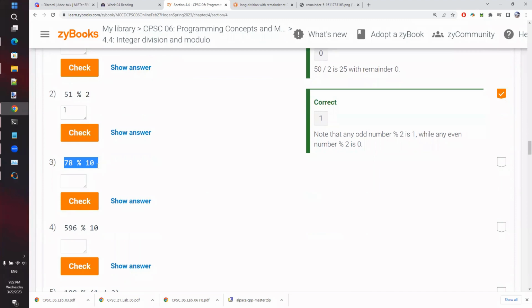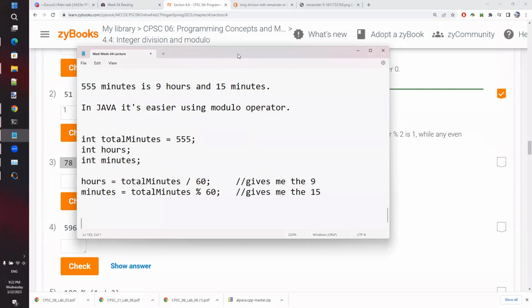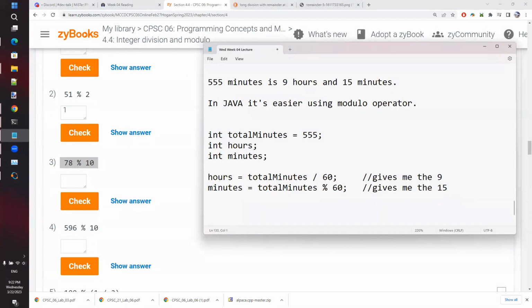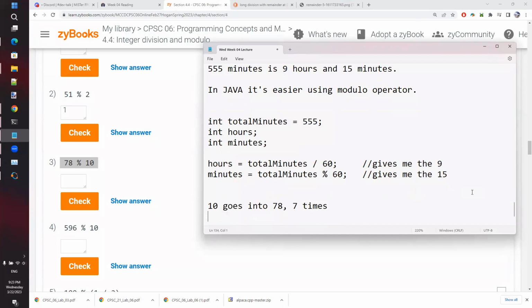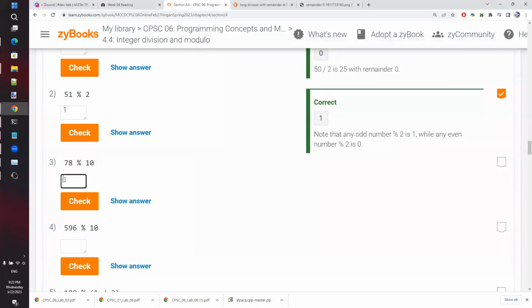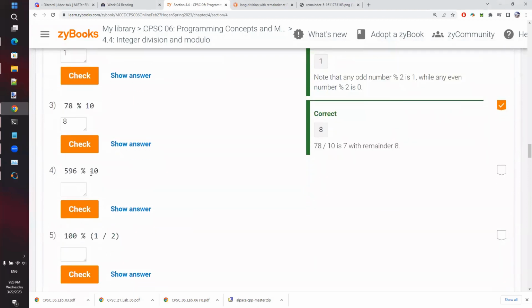78 modulo 10. So 10 goes into 78 7 times, right? I'll write a couple of these, I hope they make sense. So 10 goes into 78 7 times, with remainder, well, 7 times 10 is 70, and the leftover is 8. So 7 times with remainder 8. So this is 8. All right. 596 modulo 10. Well, it's going to be 6, right?